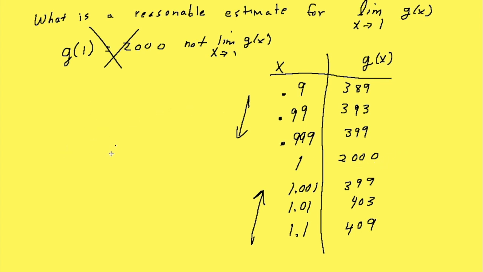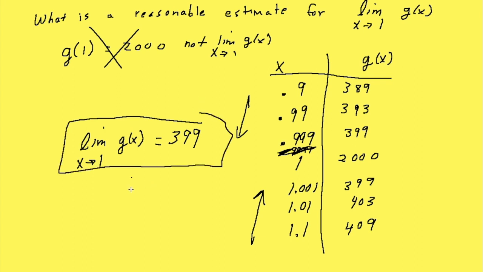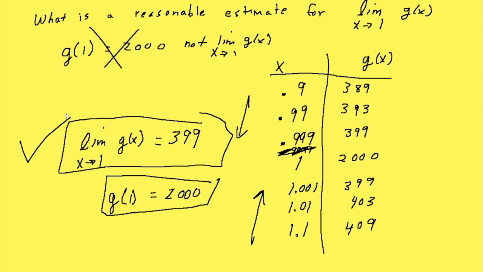maybe 399. So let's just go ahead and say the limit as x approaches 1 of g of x, and we always write it in this format. The limit as x approaches a number, and we have to show the function as well, is equal to, let's say it's 399. It could be 400. In order to tell, we'd have to plug in some closer numbers over here, and maybe get closer to 400. But since it looks like it's only heading to 399, we'll just say the limit as x approaches 1 of g of x is 399. However, g of 1 is equal to 2,000. But this is what the question is asking for.